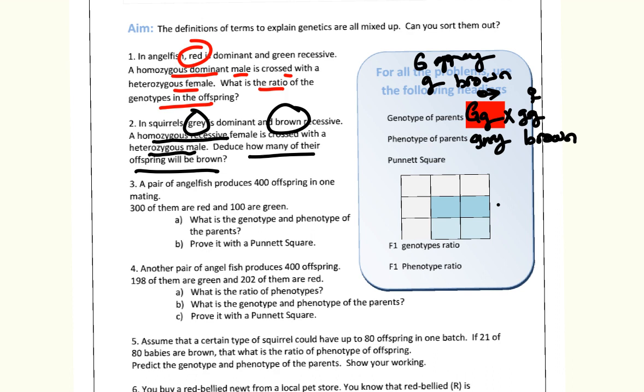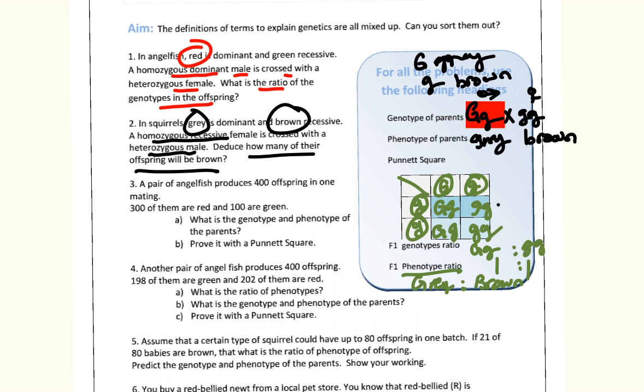Draw all the probabilities in the square of gametes. I have capital G, small g for the male, and for the female we have only small g. Put all probabilities and fill the square. The genotype ratio, as you can see, is capital G small g and small g small g in the same ratio, 2 to 2 or 1 to 1. For the phenotype ratio, we have gray and brown, 2 to 2 or 1 to 1, so it's 50% to 50%. He's asking how many of the offspring will be brown. We don't have the number, so we use the ratio or percentage, but half of the offspring will be brown.